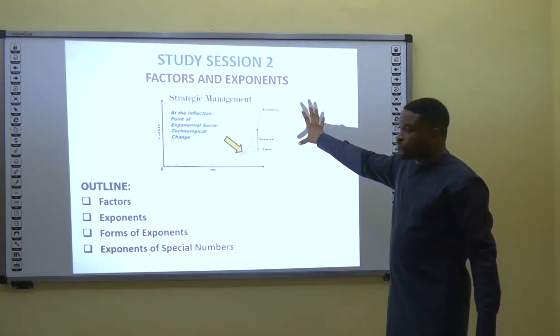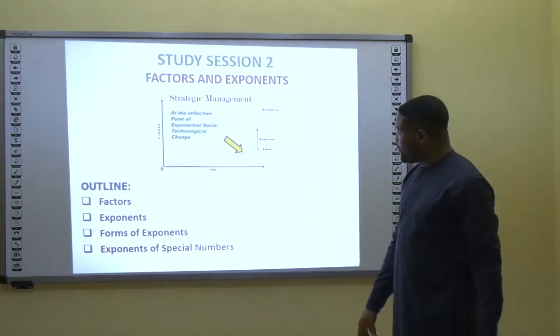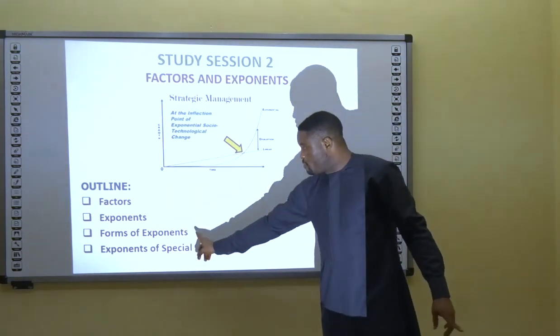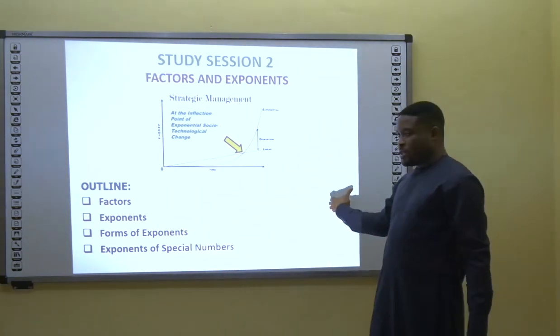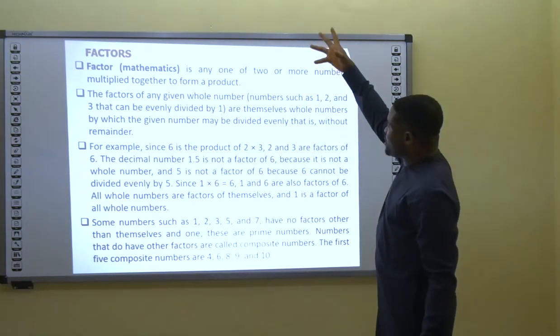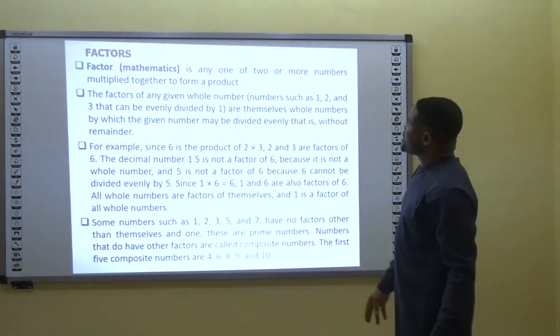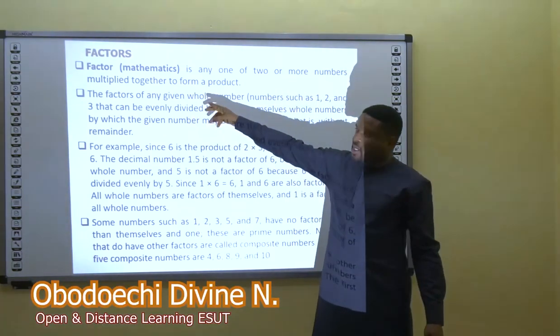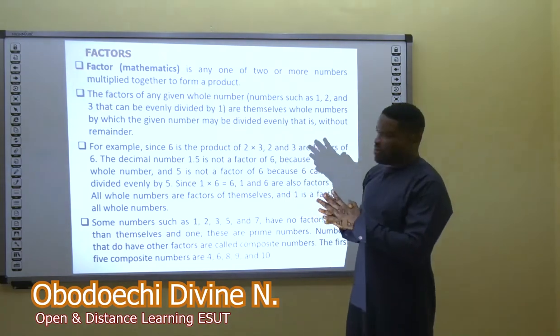So the next topic is factors and exponents. Other than factors and exponents, we have forms of exponents and exponents of special numbers. A factor in mathematics is any one of two or more numbers multiplied together to form a product. That is what we call a factor.